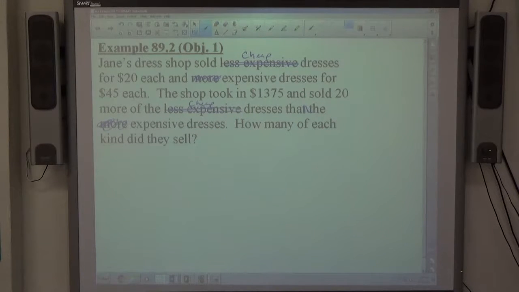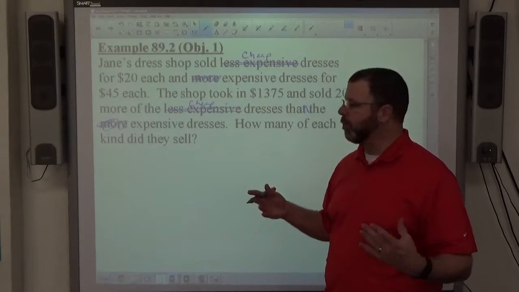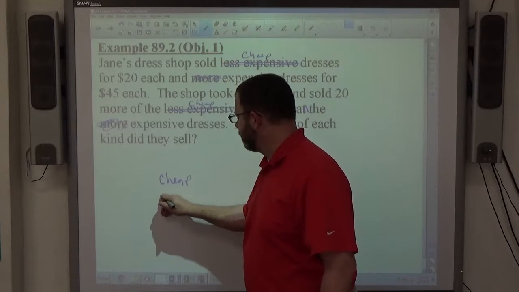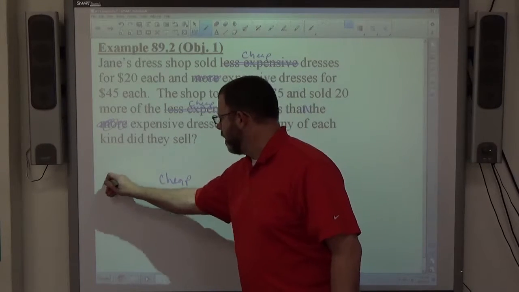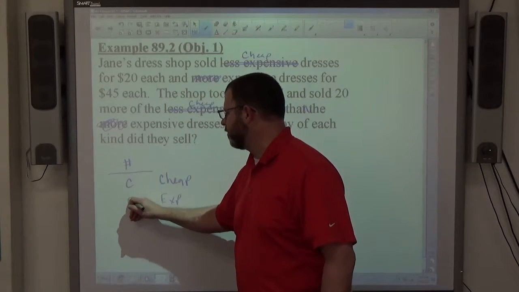So we have cheap dresses, expensive dresses. The cheap dresses are $20 each, the expensive ones are $45 each. We know exactly how much they took in, and they sold more of the cheap ones than the expensive ones. All right, so same scenario as before. It's just like a coin problem. We have cheap and expensive. As far as number of dresses, we'll say they sold C cheap ones and E expensive ones.